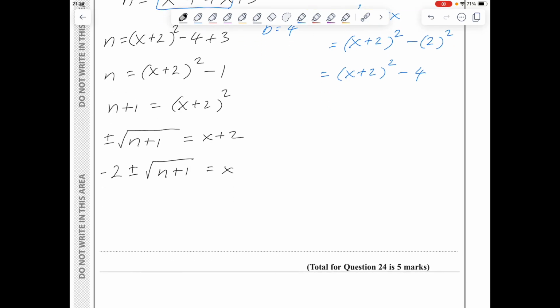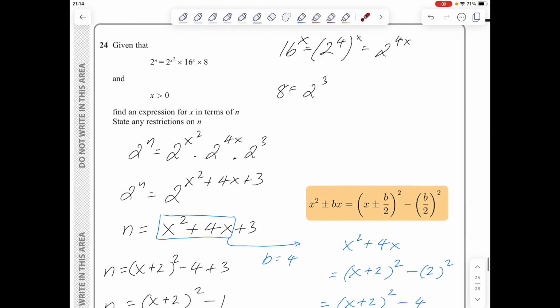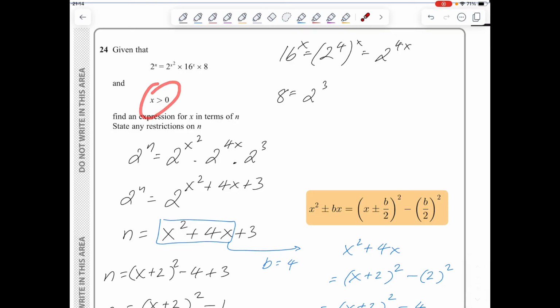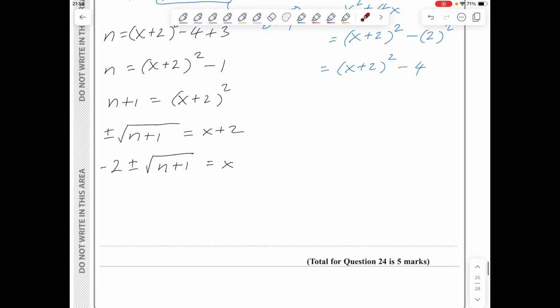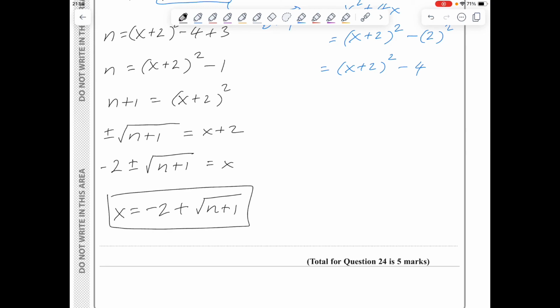Now we are given that x must be greater than 0, so to get x greater than 0, we need to have the positive here, so it's going to be minus 2 plus something to make x greater than 0. So x equals minus 2 plus the square root of n plus 1. So this is my answer, but still I need this to be large enough.